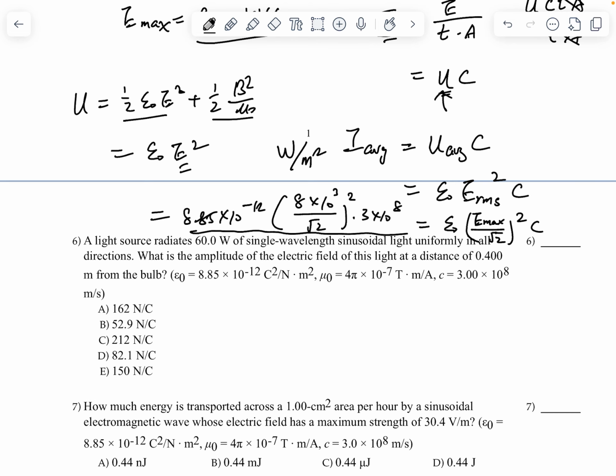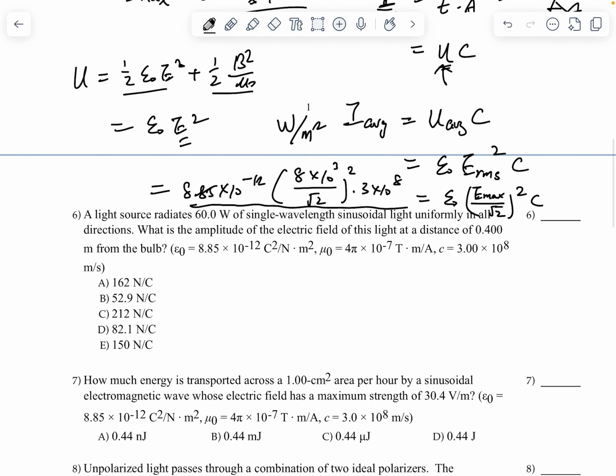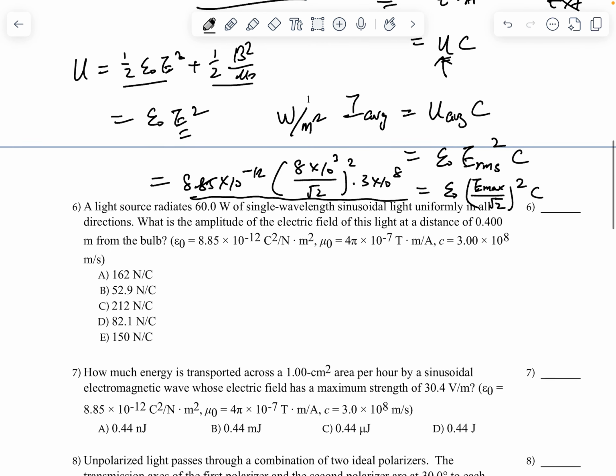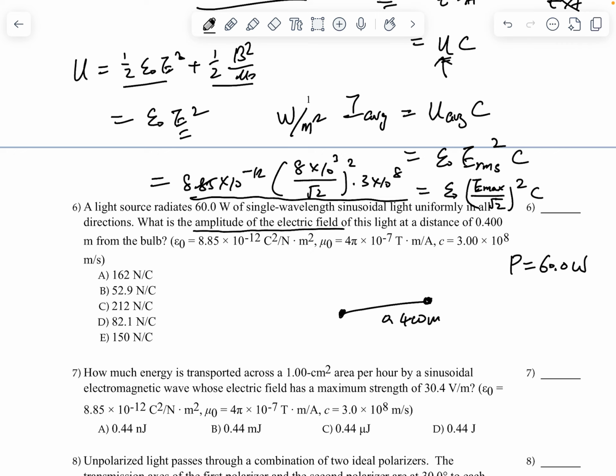Next one. A light source radiates 60.0 watts of single wavelength sinusoidal light uniformly in all directions. Basically it's a point source, and we know power equals 60.0 watts in all directions. What is the amplitude of the electric field of this light at a distance of 0.400 meters? Here, at this location, they ask you about the amplitude of the electric field.